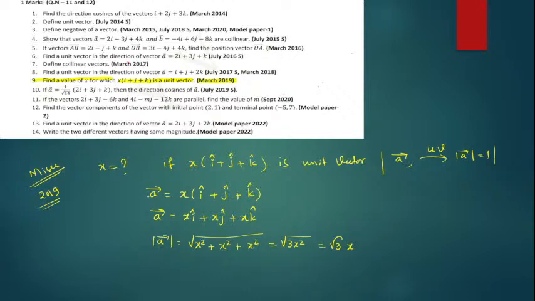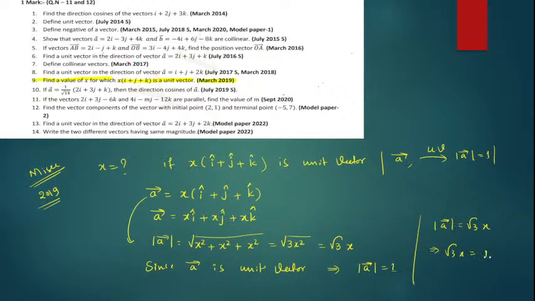Since they told that a is a unit vector, its magnitude is equal to 1. This implies magnitude of a is equal to 1. Already we know that magnitude of a is root 3 times of x, so root 3 times of x is equal to 1, then x equals 1 by root 3. So you will get your x value as 1 by root 3.